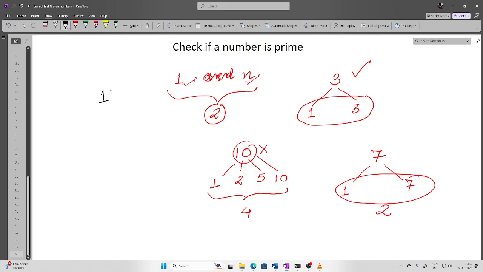So can this number 1 be a prime? No, you are right, because it is only divided by 1. So this is divided by only one number, that is 1. So therefore 1 is not a prime number.